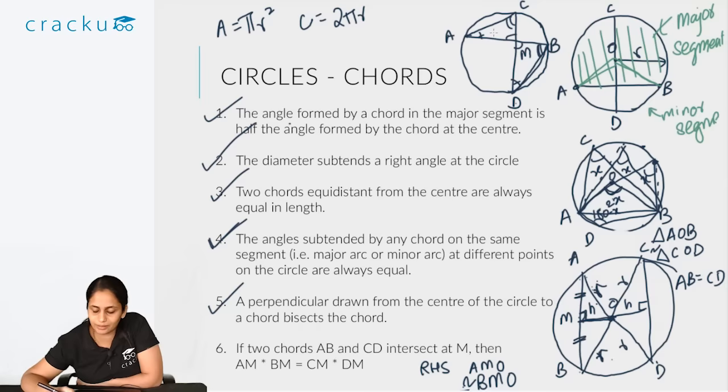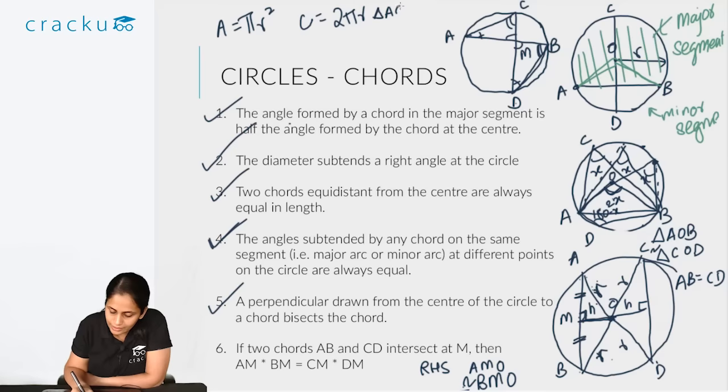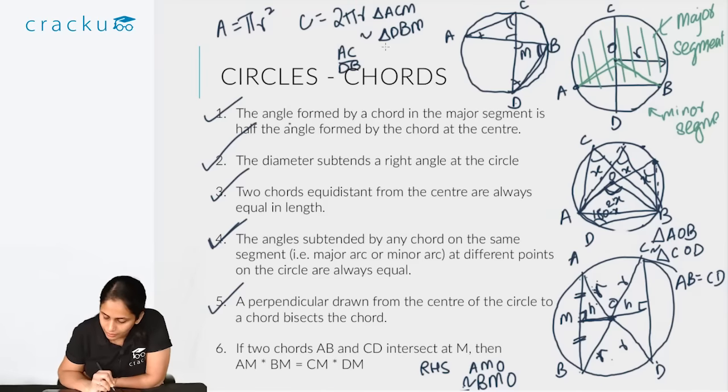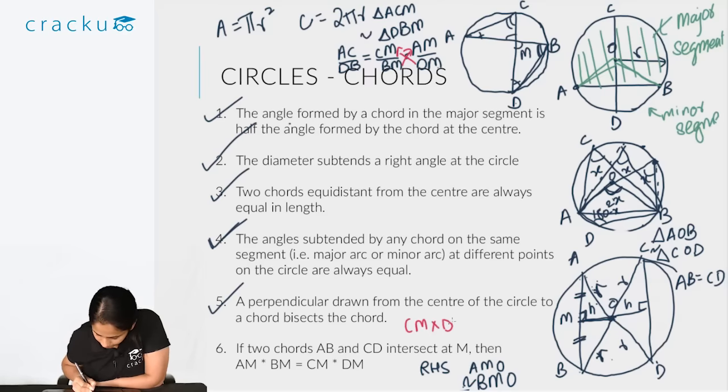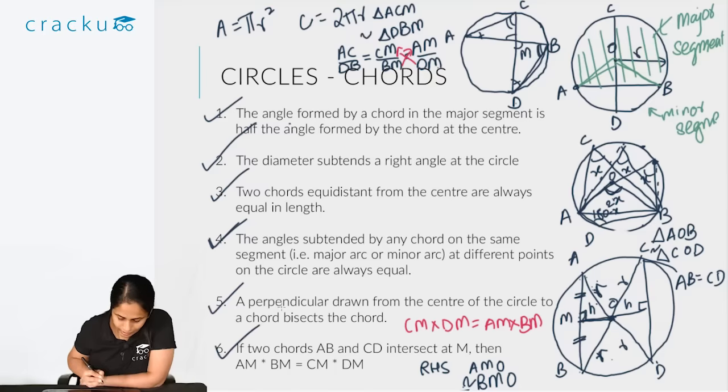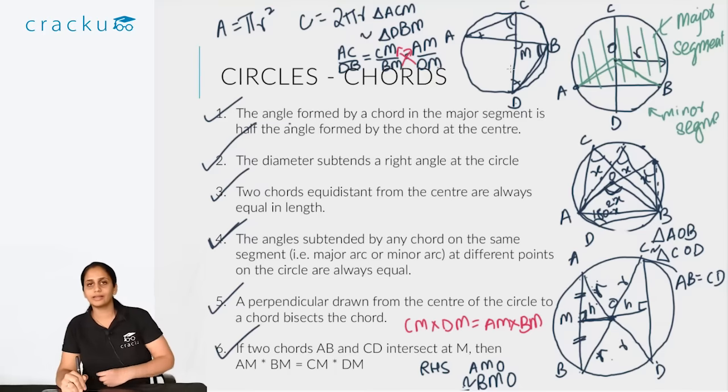So by the AAA test of similarity, triangle ACM will be similar to triangle DBM. From this I can infer that AC by DB is equal to CM by BM is equal to AM by DM. Now if I cross multiply like this, I get CM into DM is equal to AM into BM. So that is basically the property I have given over here. You can either remember this property, or you can infer this from the fact that these two triangles will be similar triangles.